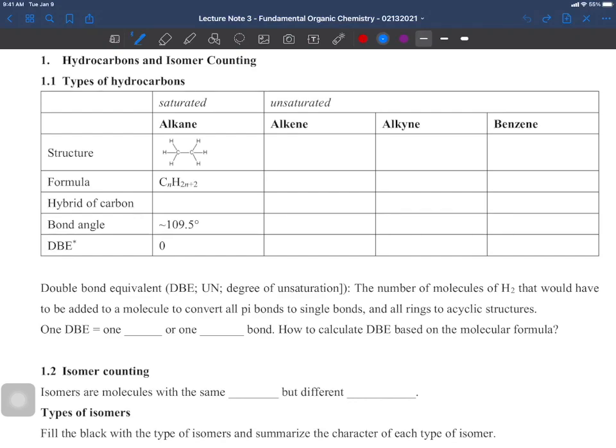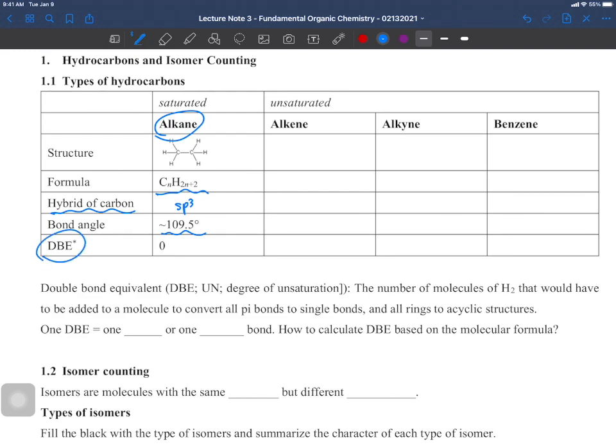So we all know there are different types of hydrocarbons, starting from alkane, with a general formula of CnH2n+2, which means it has the maximum hydrogen number for a certain number of carbons, right? And it is also called saturated. Saturation means there is no double bond, so it has the maximum number of hydrogens. All of them are single bonds, single CC bonds, single CH bonds. And obviously, the hybridization of the carbon in the alkanes is sp3, with around 109.5 degree bond angle, right? We can talk about DBE later.